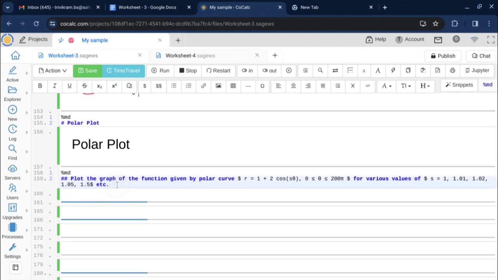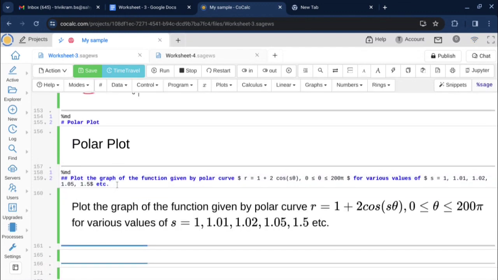So now here I am going to draw the polar plot of r is equal to 1 plus 2 cos s theta, where s is the variable constant, that is s is equal to 1, 1.01, 1.02 like that. So I am going to range the theta as 0 to 200 pi. So let us see with an example.